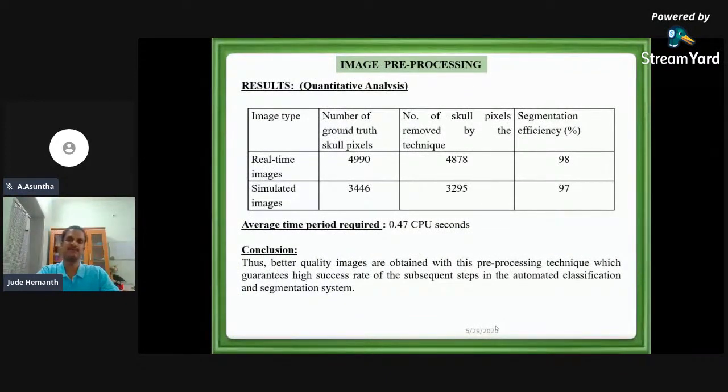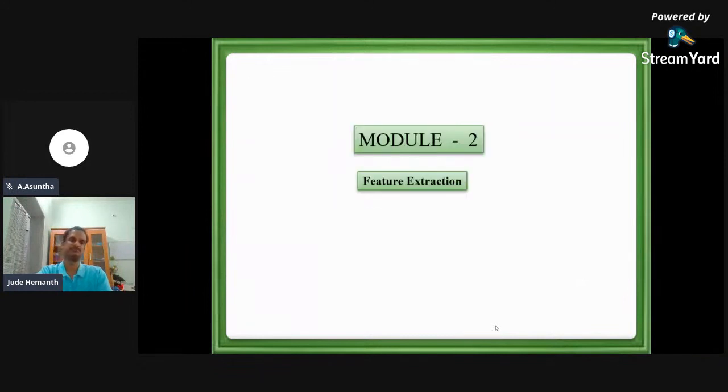I have got an efficiency in the range of 98. That means still some traces are left out. Right? Still some traces are left out. And the average time period is very, very less because I want to make quick systems. I need to consider the time period of all the processes.